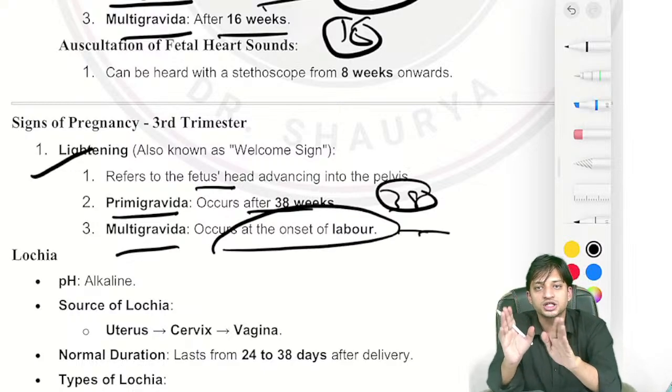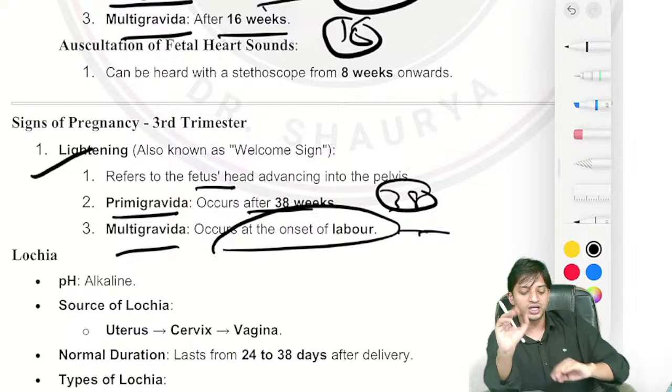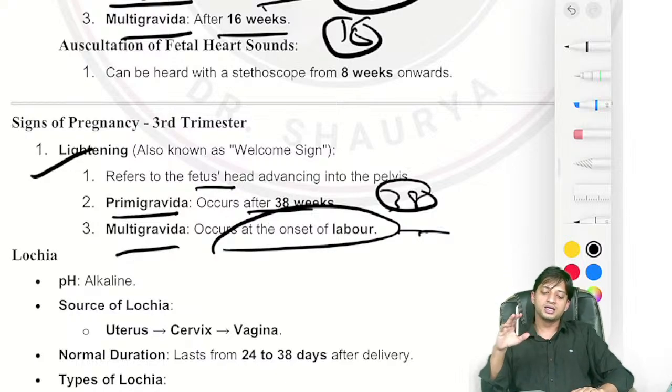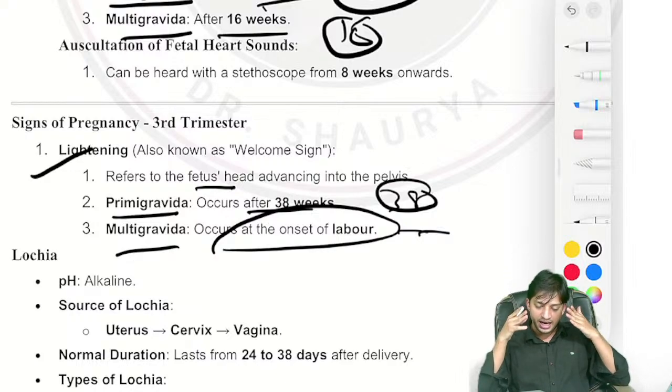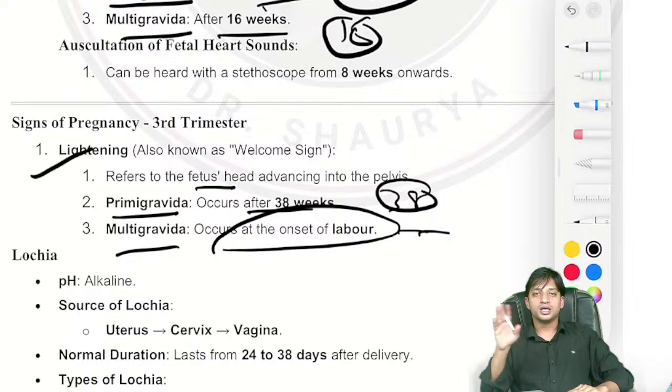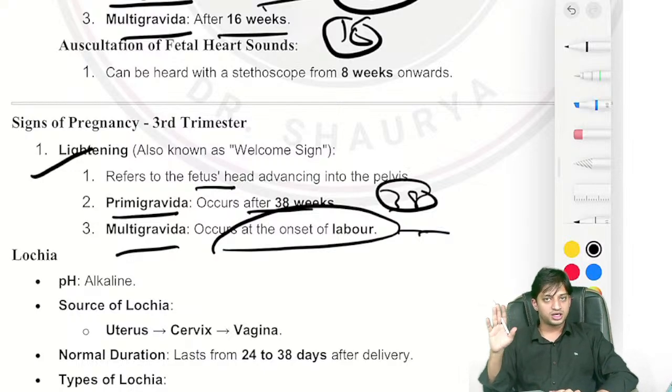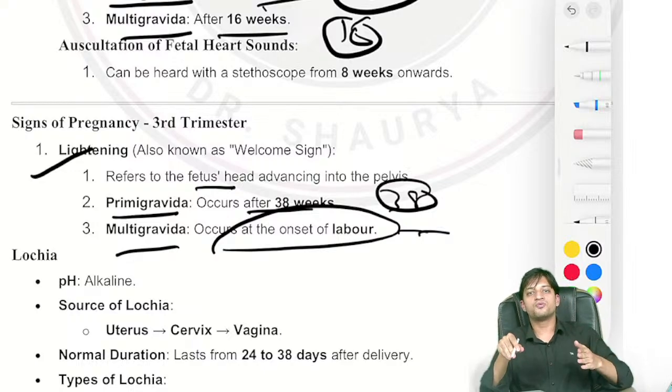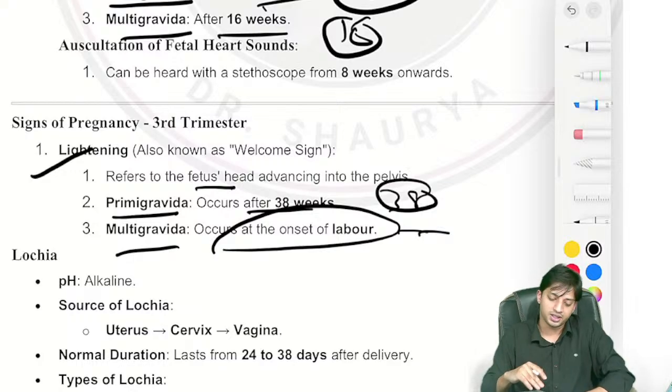Just before labor comes, lightning will happen. Listen to me very carefully. Lightning is also called the welcome sign, right? It refers to the fetal head advancing in the pelvis. Lightning. Now, in primigravida when will it happen? After 38 weeks. In multipara or multigravida what will happen? Just before the onset of the labor, lightning will be happening.